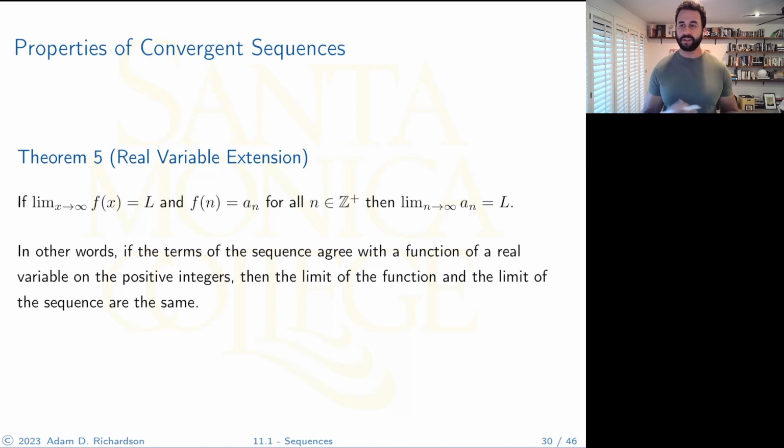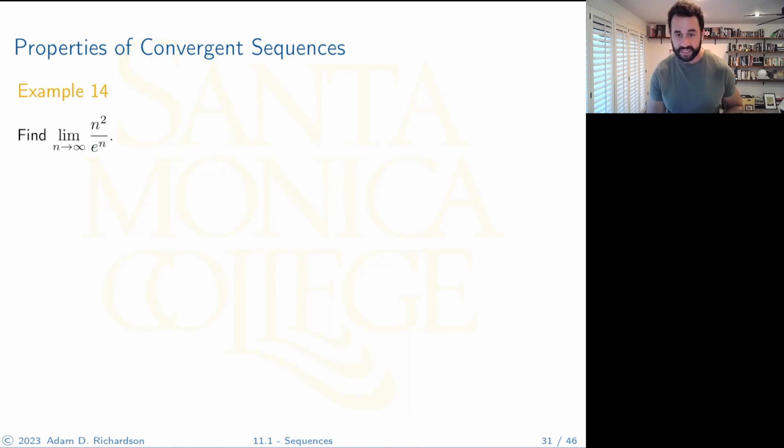So in other words, if the terms of your sequence agree with a function of a real variable on the integers, and you know that the limit of that real variable function is L, then your sequence has that limit as well. All right, so when is this helpful? For stuff like this. This is helpful because if you can perform a real variable extension, then you get all of the properties about real numbers at your disposal. You can use them all. They're at your fingertips now.